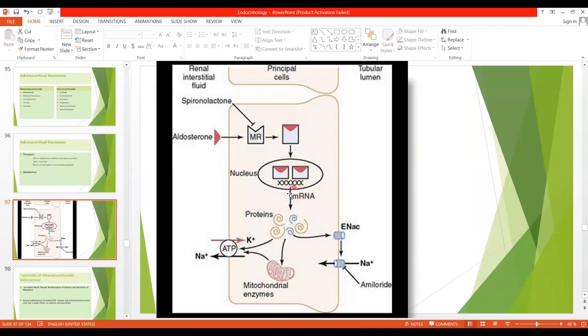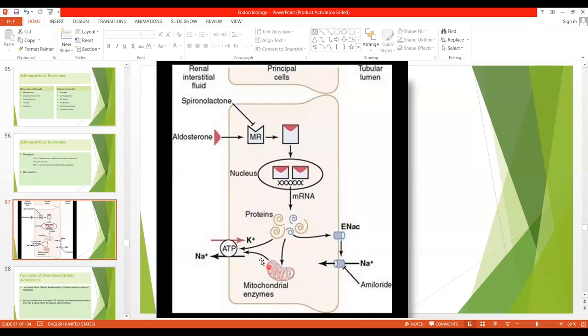Messenger RNA is formed. Messenger RNA comes out into the cytoplasm, and along with the ribosomes, it causes formation of proteins. Among proteins, there are enzymes and transport proteins. Among enzymes, the sodium potassium ATPase pump controls the concentration of sodium and potassium across the cell membrane, and it is located in the basolateral membrane of the renal tubular cells. The second one is the transport protein, the epithelial sodium channels, which are inserted into the luminal membrane of the renal cells and cause transport of sodium ions into the cell.